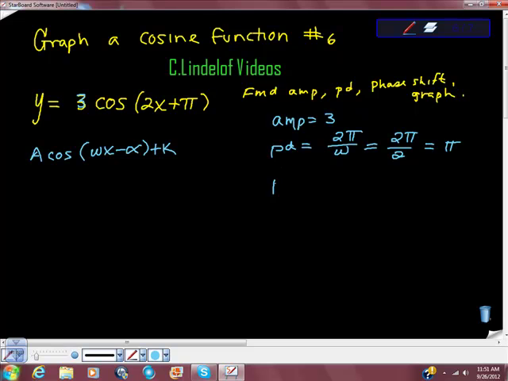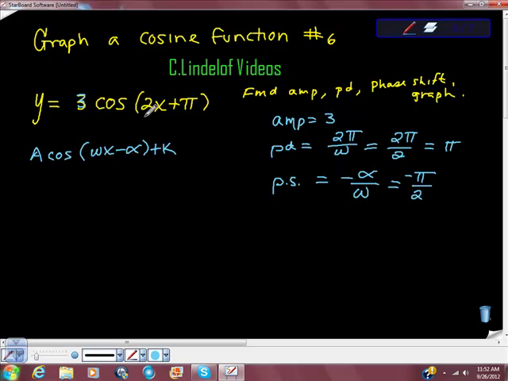Now we need the phase shift. And the phase shift is the opposite of alpha over omega. Alpha is pi, isn't it? It's opposite. And omega was 2. So our phase shift is pi halves.